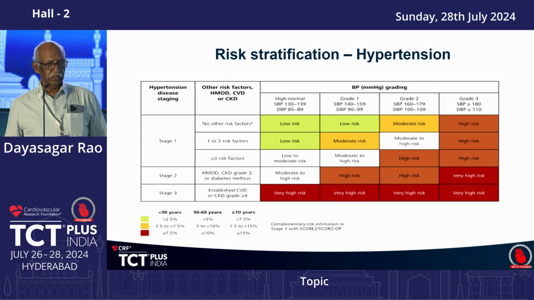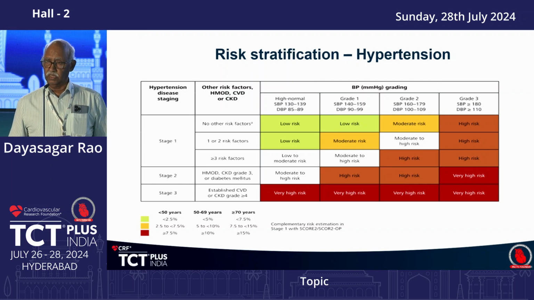I think one of the fundamental things in the management of hypertension is risk stratification. And this risk stratification is based on 4 variables. 1, the level of blood pressure. 2, the presence of target organ damage. 3, presence of risk factors. And 4, presence of a clinical vascular disease. The more the number you have, the higher is the risk.